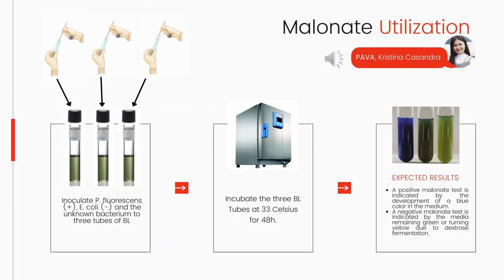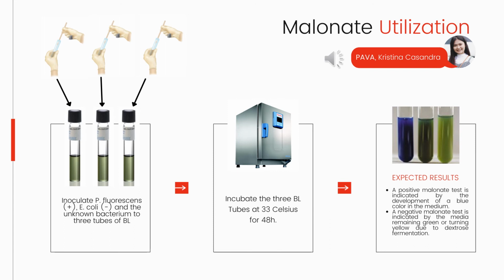So next, we will be discussing the malonate utilization test. The procedure for this test includes inoculation of the Pseudomonas fluorescens, which is a gram-positive bacteria, E. coli, which is a gram-negative bacteria, and the unknown bacterium to 3 tubes of malonate broth. Then it will be incubated at 33 degrees Celsius for 48 hours.